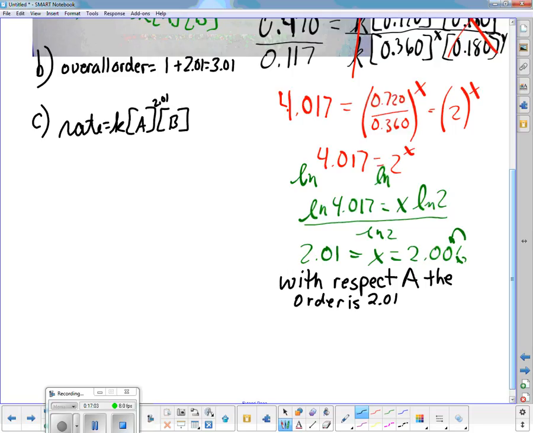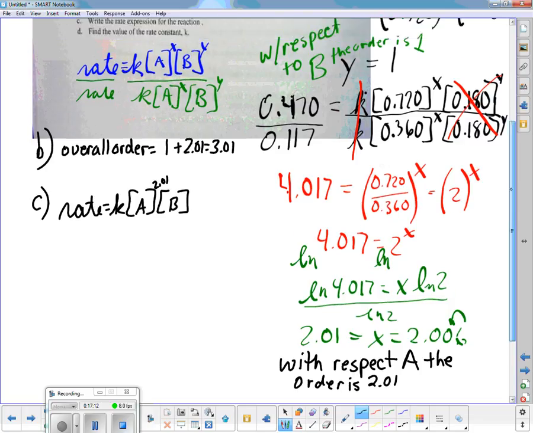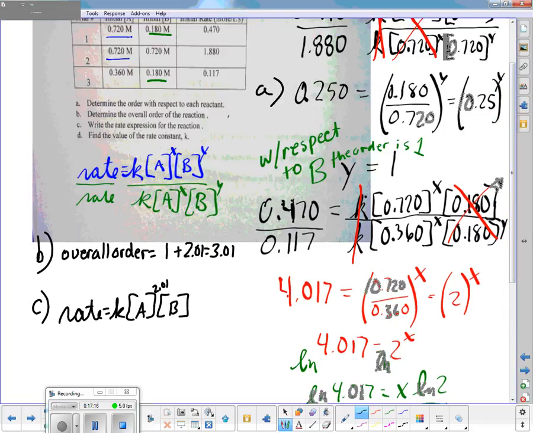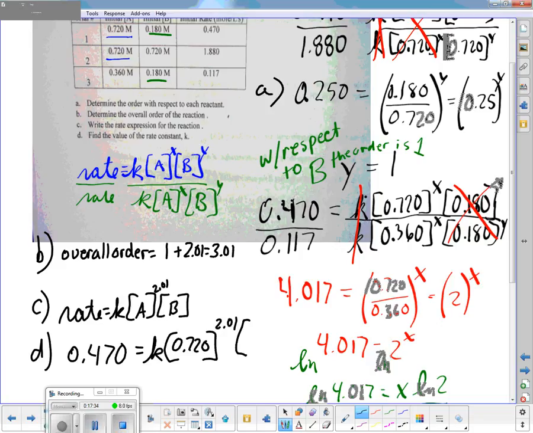Now usually at this point they'll have you find the value of the rate constant K. So now we've got to go back up and pick one of these going across. Let's pick the 1, 1. Okay, so the rate, this is D, the rate is 0.470 is equal to some constant K times the concentration of 0.720 to the 2.01 power times 0.180 to the first power.